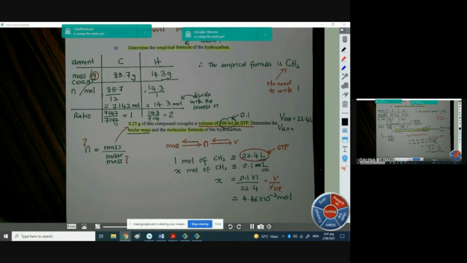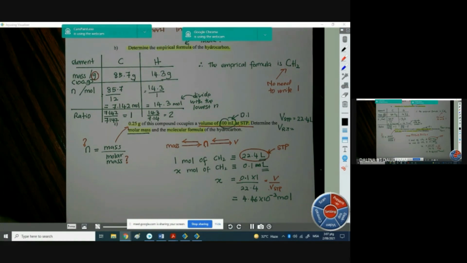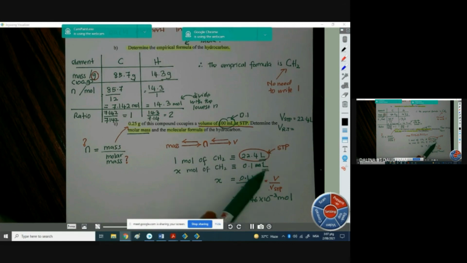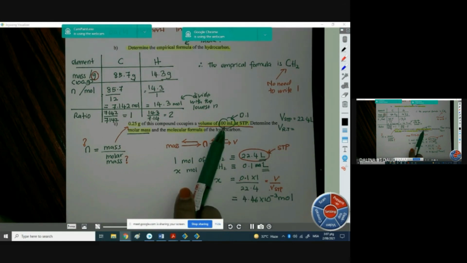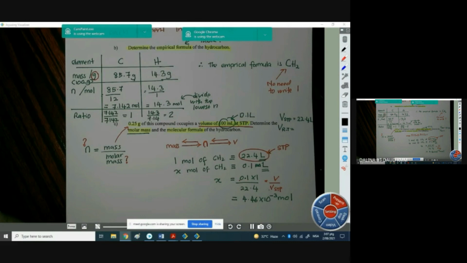Madam, can Madam repeat how Madam get 0.1? 0.1, okay. Because our theoretical is in liter, 22.4 liter. So you need to convert our data in milliliter to liter. So 100 divided by 1000 equals 0.1 liter. Boleh, Azim? Yes.